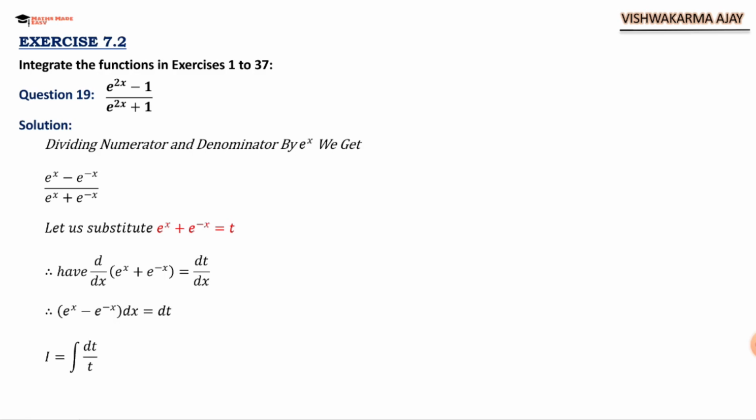So we have reached our integral of dt upon t. This can be written as log of t. We all know the integration of 1 upon x is log x. So 1 upon t with respect to t is log t plus c. Don't forget to resubstitute the value of t. E raised to x plus e raised to minus x plus c. Finish. Let's move on to the last one.